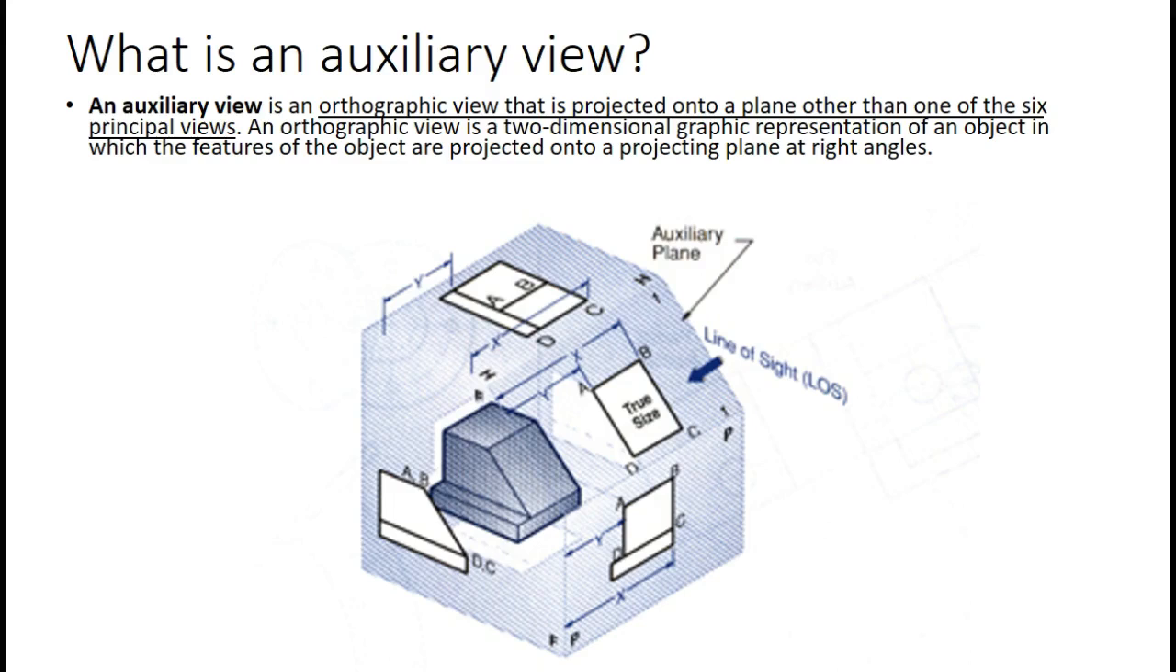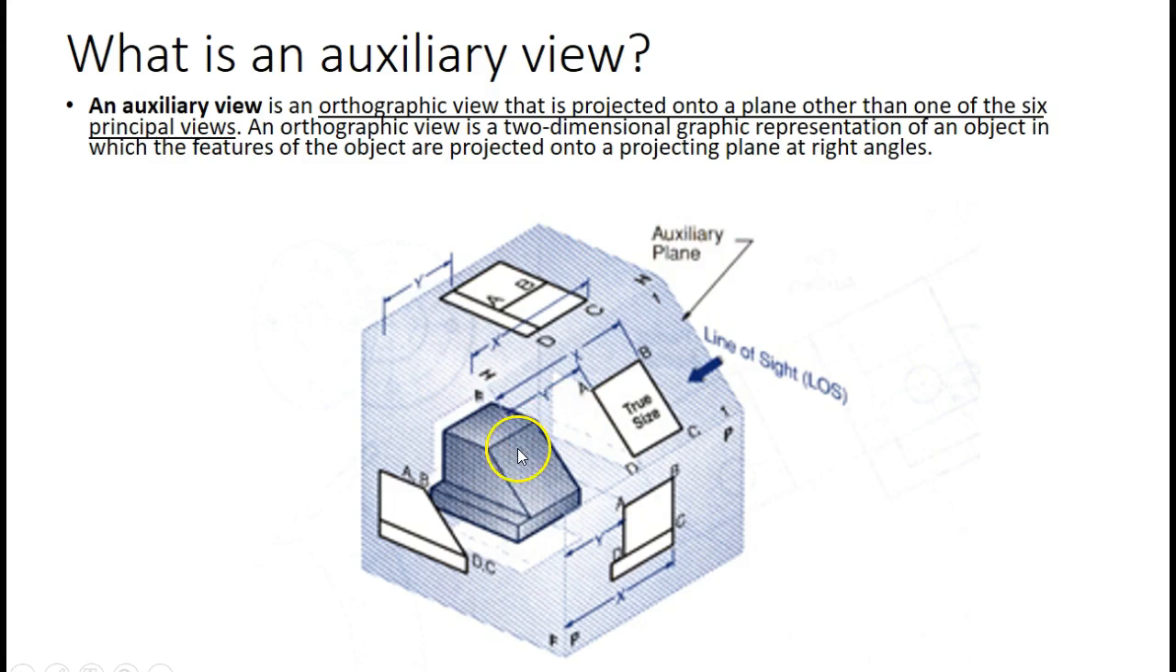So what do we do to get the true shape and size of the inclined plane? Well, we must choose a view other than one of the 6 principal views, or in other words, we must choose an auxiliary view. Note that this is the auxiliary view shown here, and it has been purposely chosen or drawn so that it is parallel with the feature of interest, this inclined plane. So it's parallel with the inclined plane.